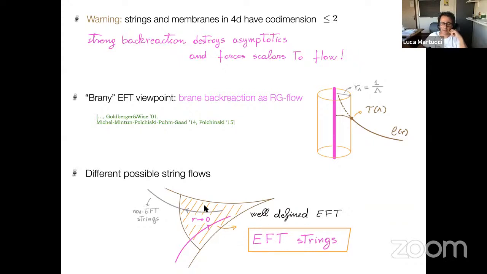On the other hand, the flow induced by other strings will drive the scalars towards some strongly coupled region.